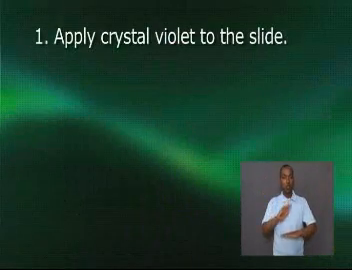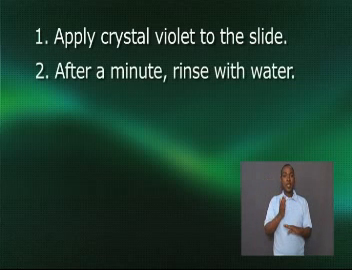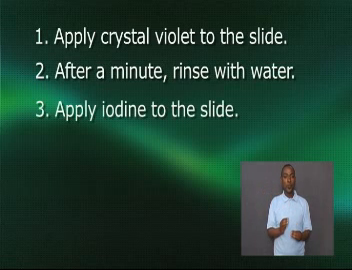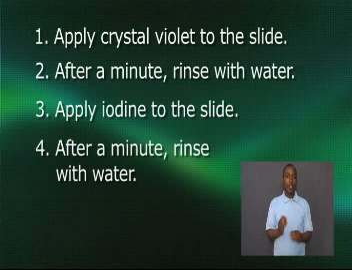Here are the steps for the Gram stain procedure. First, crystal violet is applied to the slide with the bacteria sample. After a minute, rinse the slide with water. Apply iodine to the slide. Iodine binds with crystal violet and is then unable to exit the cell wall. Rinse the slide with water after a minute.